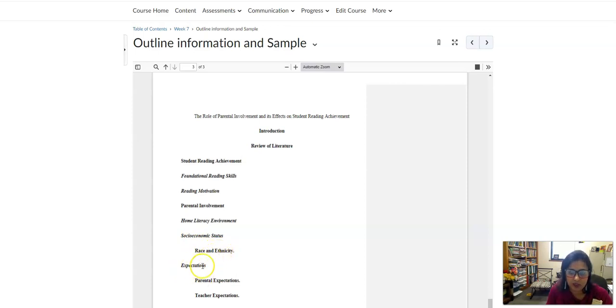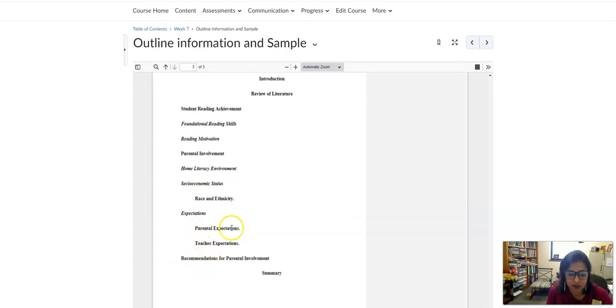And within expectations, she connected it to parental expectations, but also to teacher expectations. There is another type of expectations that are teacher. And then in the end, she had a third heading that was recommendations for parental involvement. So this is what her lit review was, with the topics and the headings.